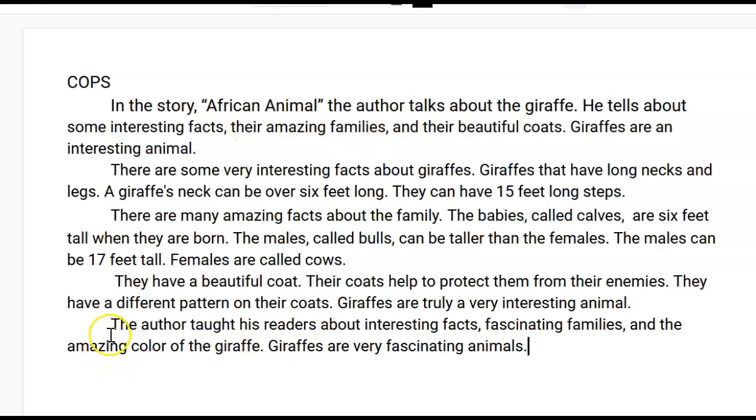His last paragraph, the author taught his readers about, and he reviews the 3 things, facts, families, color, and then he closes with a great closing. This is a fantastic summary written like this. Yours can be like this too. I'm going to call this publishable. That means we could actually publish this if we wanted to. And it has all the pieces.